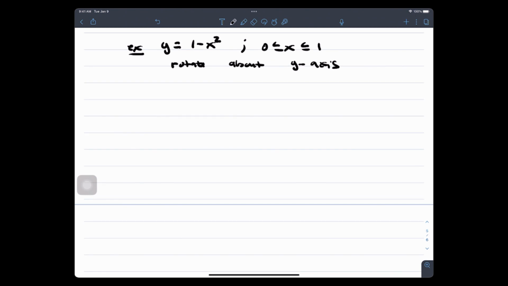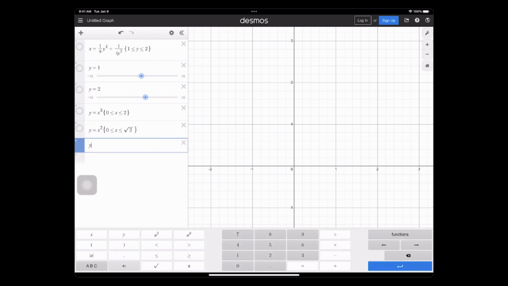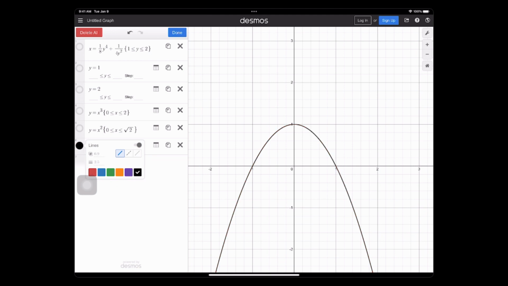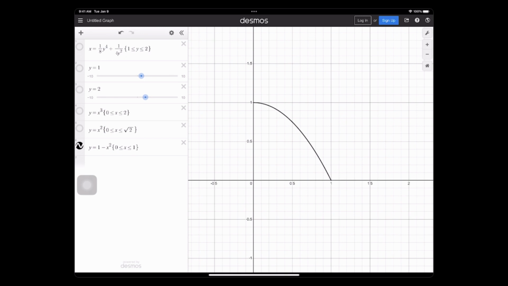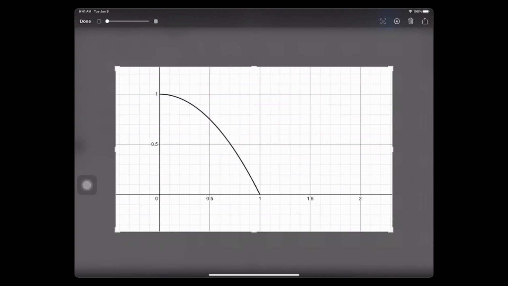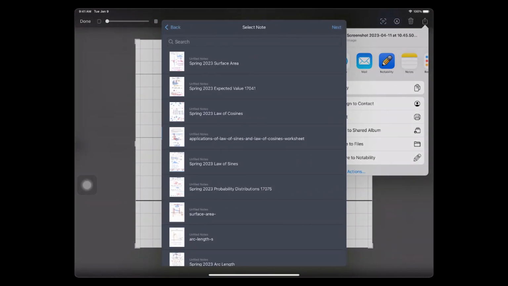Okay, so I'm going to look at this quick example here. And of course, I'm going to go out to Desmos again. Y equals 1 minus x squared. Okay, and then we're going to do, you guys know I like to change that color. 0 to 1. Parentheses 0 to 1. Okay. So we're going to go into that existing node of surface area.